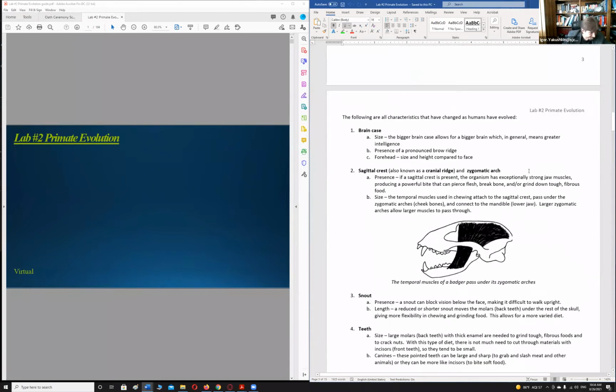Brain case. The size of the brain. See, that's a chimp skull, a male. That's a human skull. Whose brain is bigger? Humans. Does it matter? Yes, it does. Are humans smart? Yes. What about the chimpanzees?